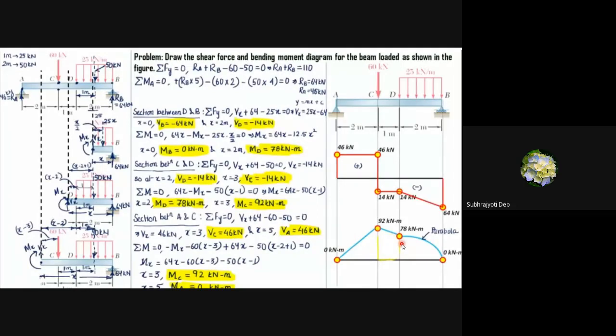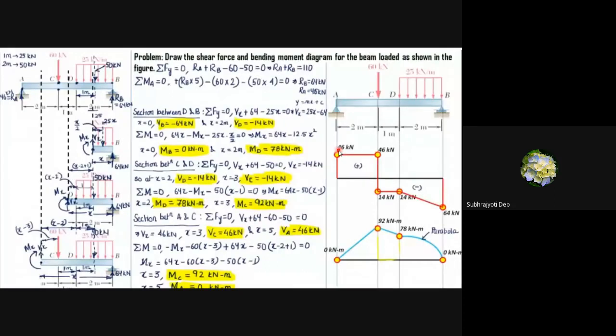Now from point D to B, what is the equation? This equation: Mx is equal to 64x minus 12.5 x squared. Now you must have noticed this thing. We are joining this line as a straight line. This line is also a straight line. But why is this drawn in this fashion? This is basically a parabola, a parabolic curve. Why? We have to see the equation.